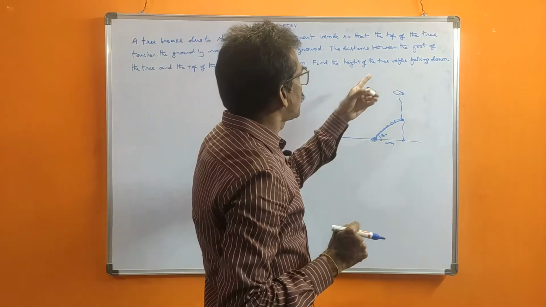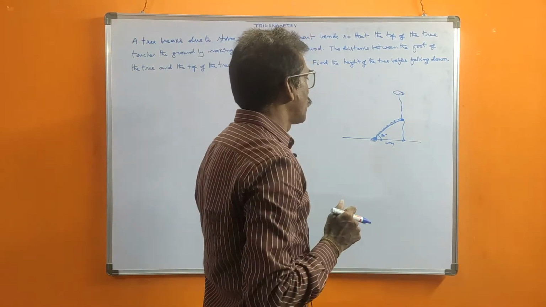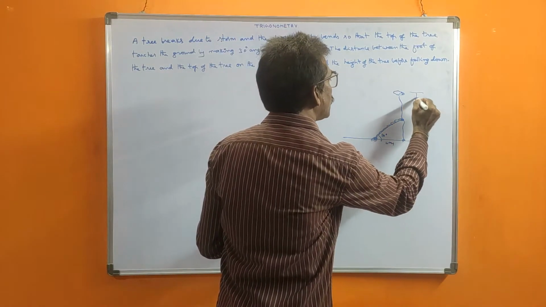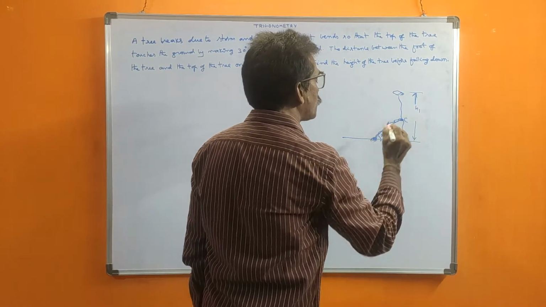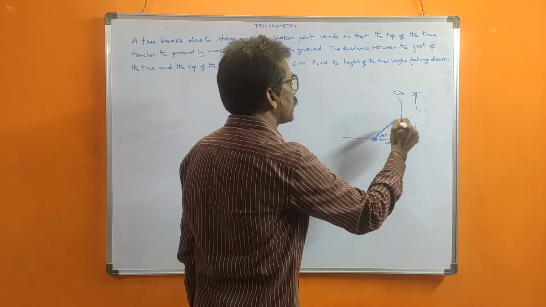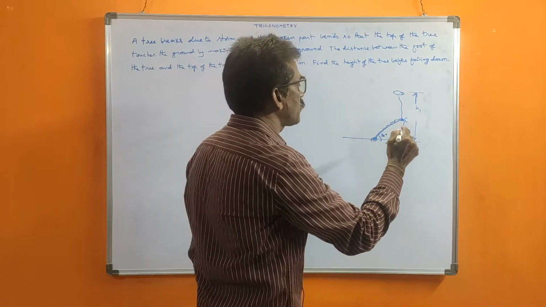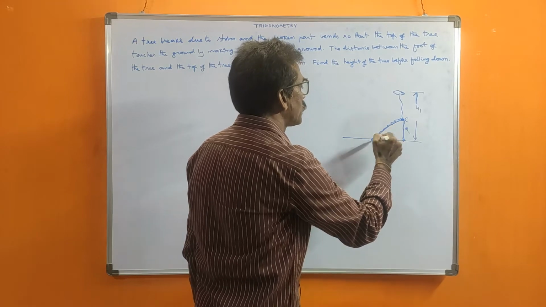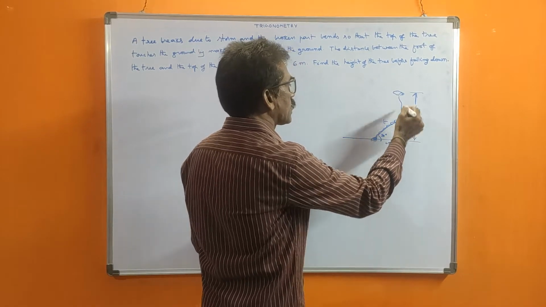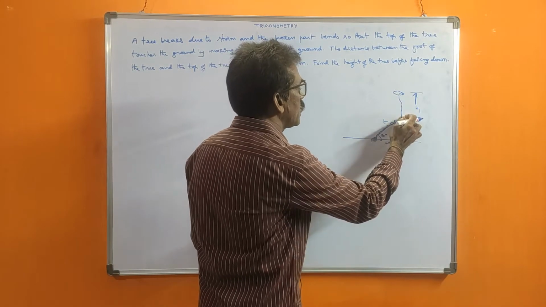Now find the height of the tree before falling down. Before falling down, what is the height of the tree? This is the height of the tree, h1 totally. Here suppose it broke. Now after breaking, what is the height of the tree? This piece plus this piece. Suppose this is A, this piece is B. So total tree height we want means A plus B.